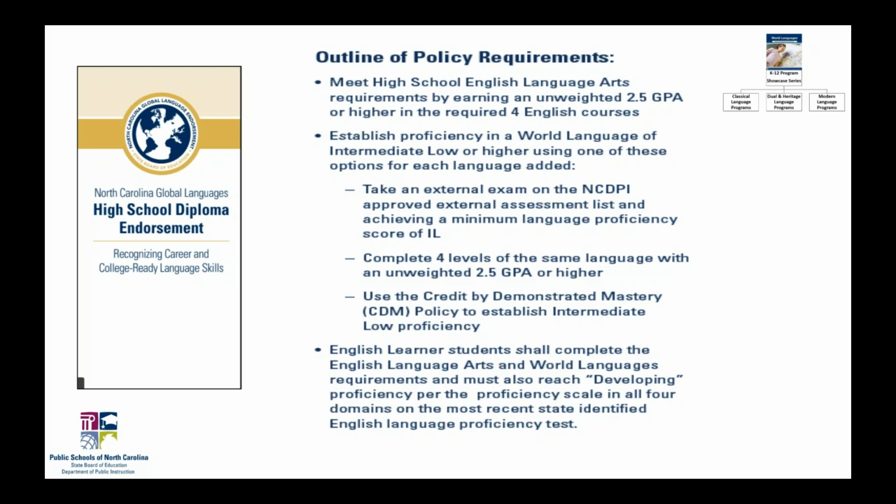Finally, our students can use the credit by demonstrated mastery process to establish intermediate low proficiency using our proficiency based outcomes in the state standards. Also, if a student is an English learner, you see that last bullet outlines what they have to do for this from the English learner standpoint.